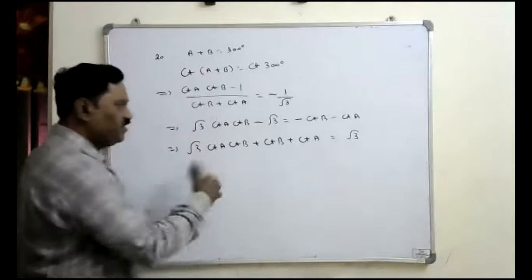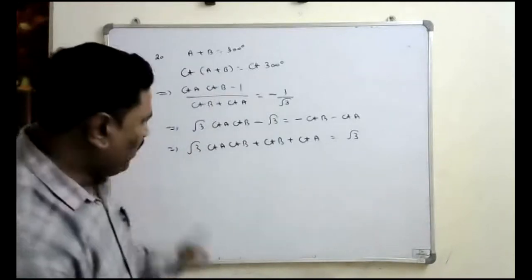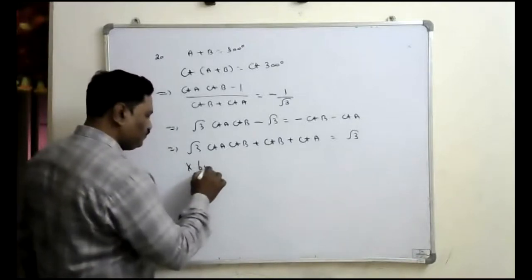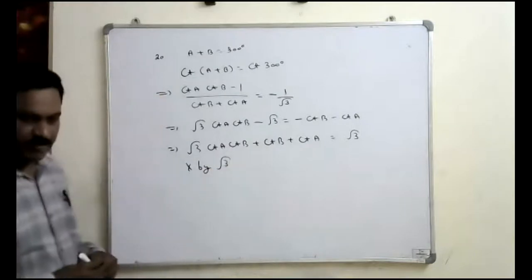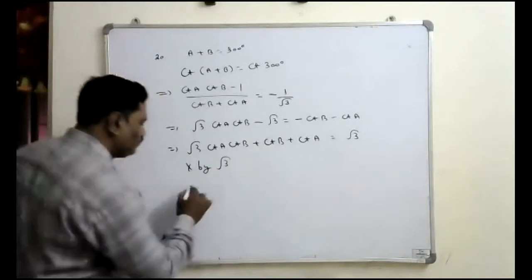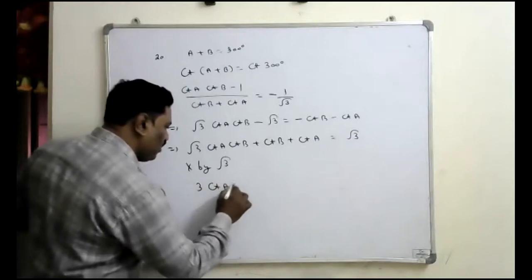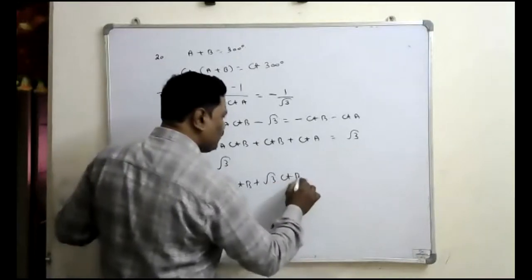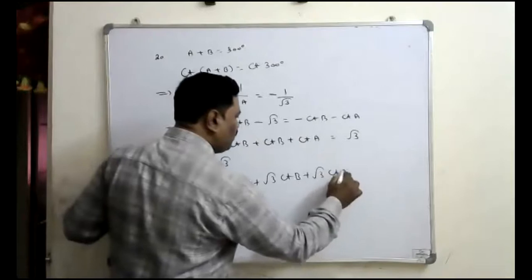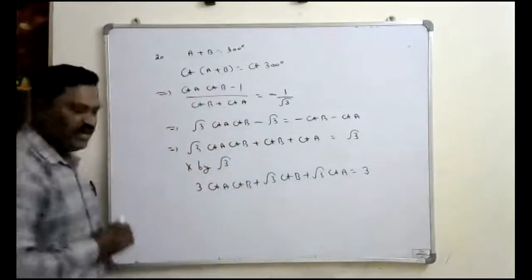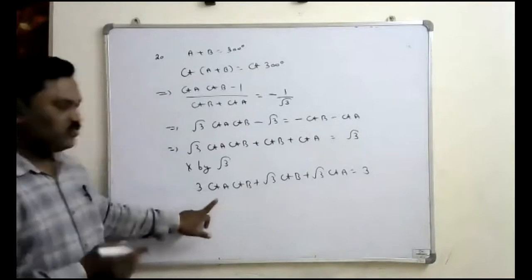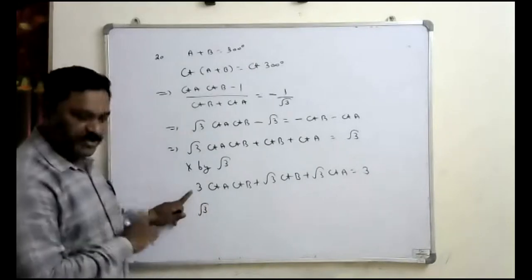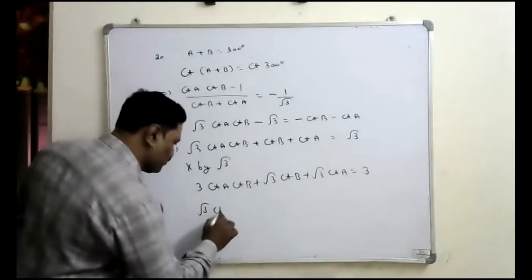So if you want to get that answer, here we will do like this. This is the value we got. So what we will do is multiply by root 3 on both sides. If you multiply by root 3 into root 3, 3 cot A cot B plus root 3 cot B plus root 3 cot A is equal to 3. This is what we are getting. Now from the first two terms, what can we take common? Root 3 cot B. I can write the root 3 into root 3, so I can take root 3 cot B from this.